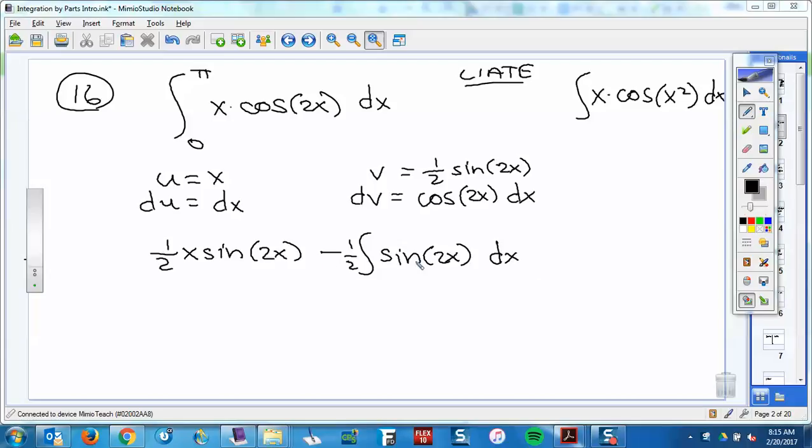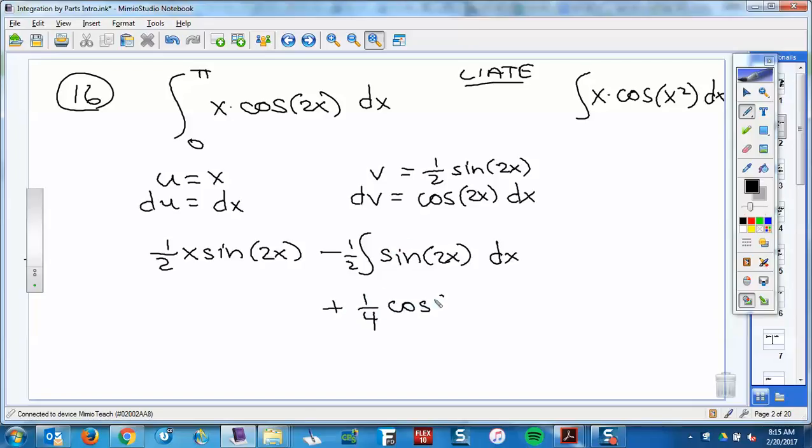So let's see. Sine 2x. So the antiderivative of sine is what? Negative cosine. And you're going to kick out another 1/2. So there's going to be a 1/4 cosine 2x plus c, and then 1/2. Oh wait, no, time out. Don't do the c, right?